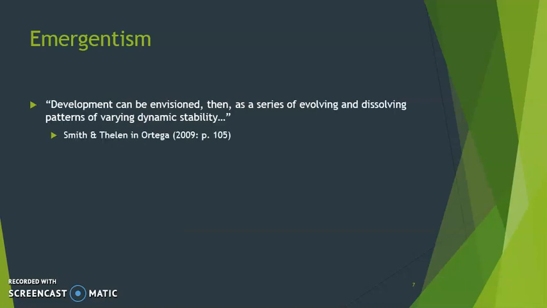And this is a nice quote, that development can be envisioned then as a series of evolving and dissolving patterns of varying dynamic stability. And language really is about the patterns. And when we study language learning, we look for those patterns in the learner's interlanguage to have a better understanding of their knowledge and skill of language learning, and how we can understand that interlanguage. We're going to look at the patterns.